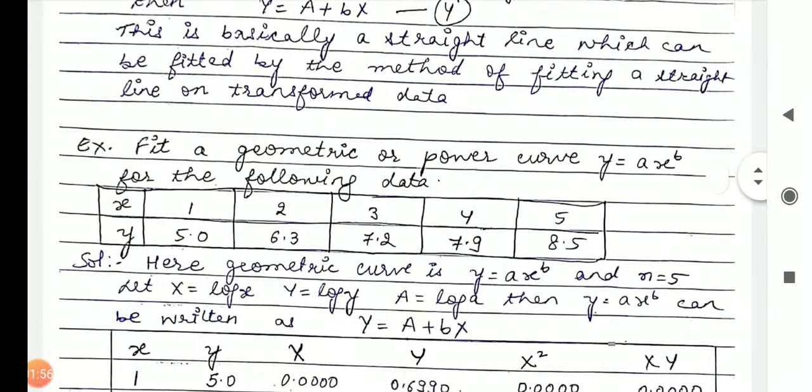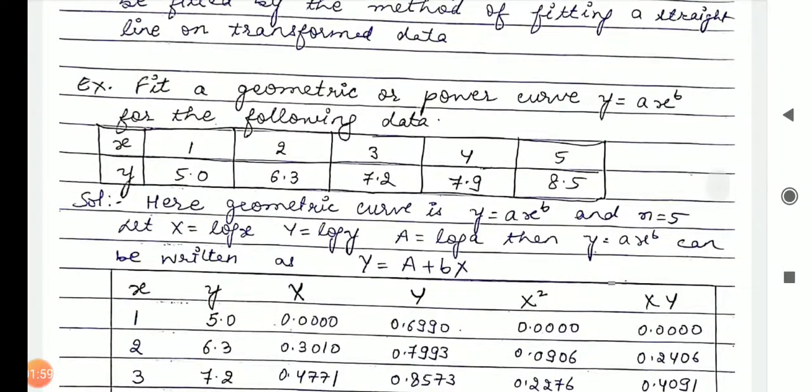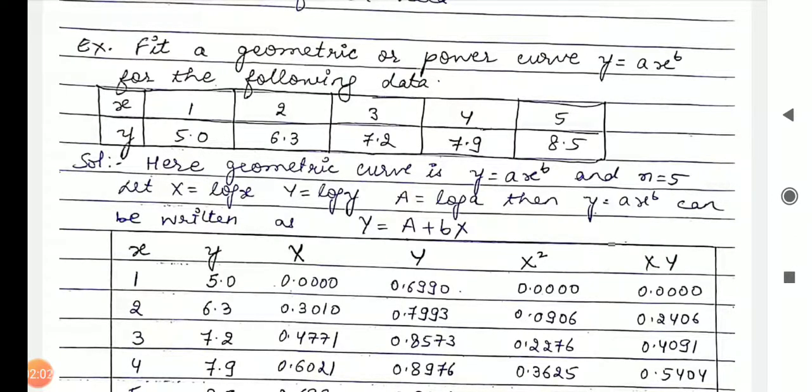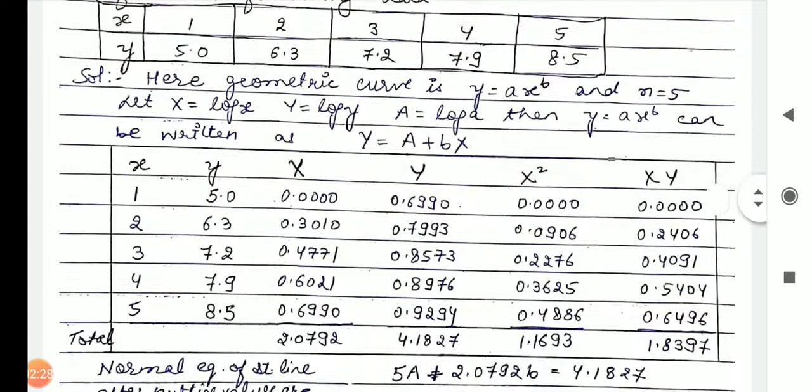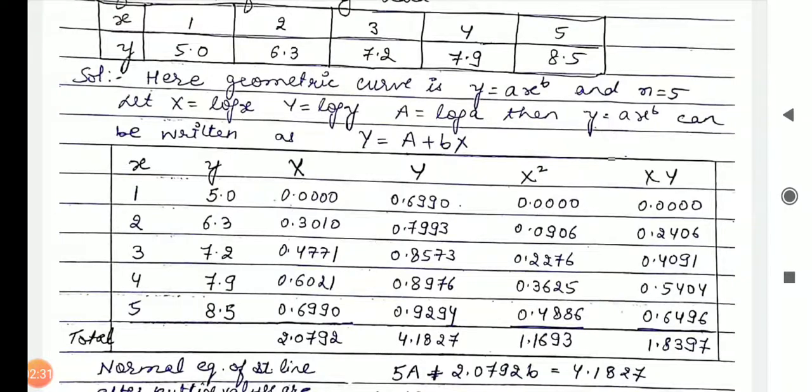So we consider an example over here. Fit a geometric or power curve y is equals to a x to the power b for the following data. We have given the values of x and y. So here the geometric curve is y is equals to a x to the power b and n is equals to 5. Let capital X is equals to log of small x, capital Y is equals to log of small y, and capital A is log of small a. Then y is equals to a x to the power b can be written as capital Y is equals to a plus b capital X. Now we have calculated the values of the variables in the tabular format.